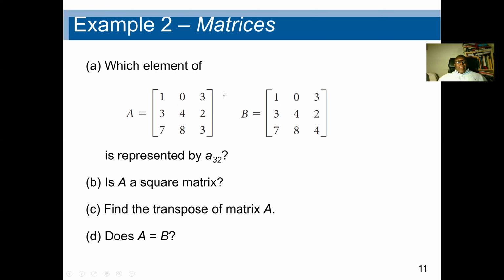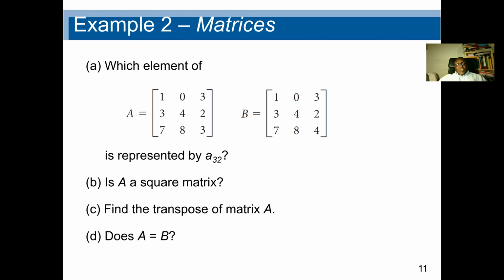So which of the elements is represented by A32? Remember, 3 is the number of rows and 2 is the number of columns. And if the matrix name is uppercase A, the element will be lowercase a. So this means I'm going to the third row and then the second column. So the answer should be 8. We will check the answer soon.